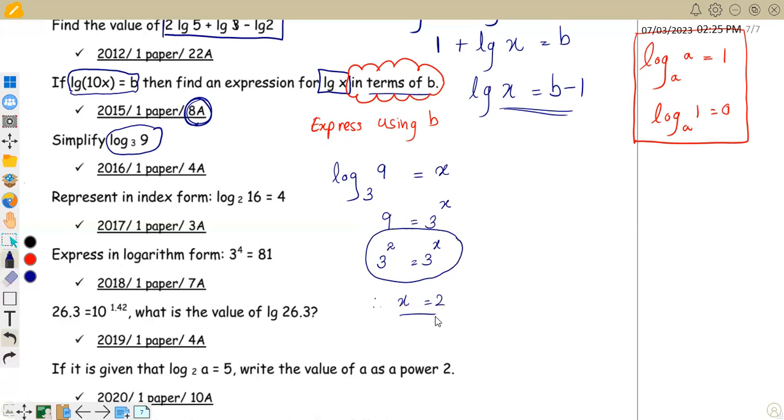x equals 2. Or there's another method to simplify this. It is logarithm of 9 to the base 3.